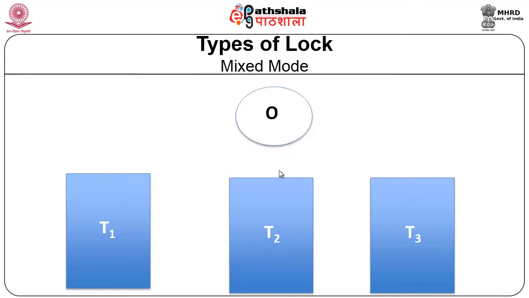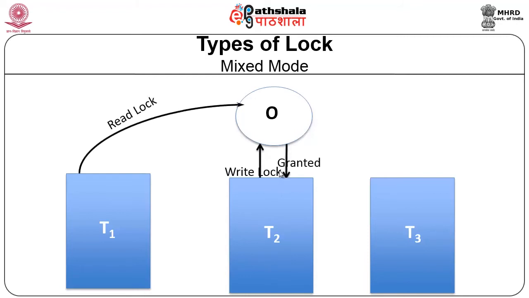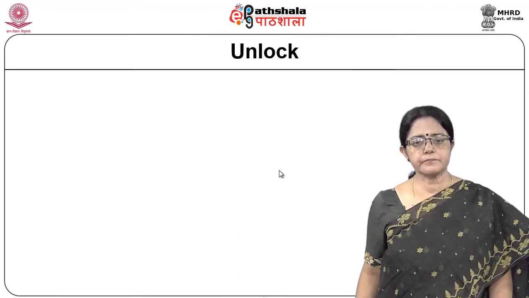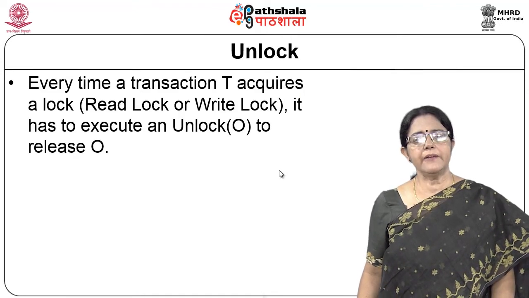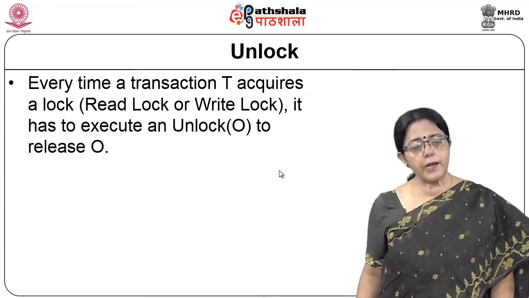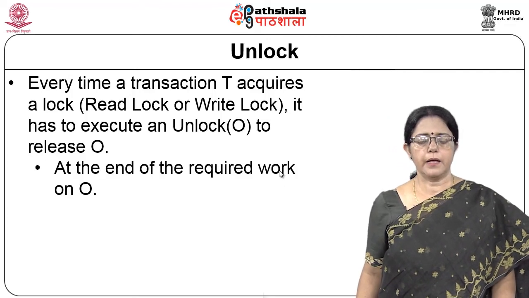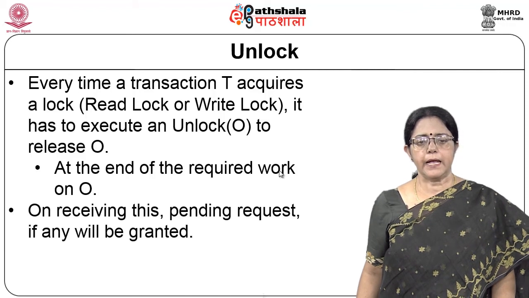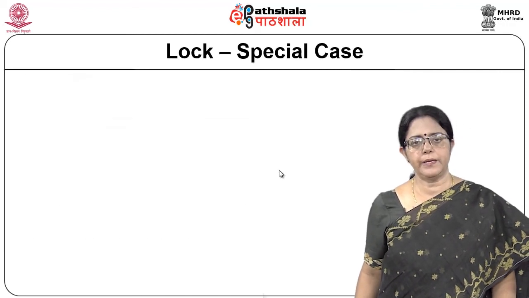Now, what happens if there are mixed modes? Let us look at this. Transaction T2 is asking for a write lock, it will be granted, of course, because this is the first time. Transaction T1 is asking for a read lock, but on top of a write nothing will be allowed, so it will be asked to wait. If transaction T3 is asking for a write lock, then also it will be asked to wait. What is the process of unlock? Every time a transaction has acquired a lock, it has to unlock at the end of the work. On receiving this, the pending work will be allowed.